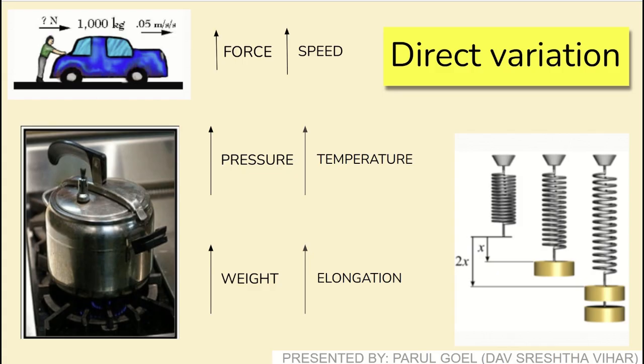Now, look at these images. With the increasing force, we can move an object at a higher speed. Now, more the temperature, higher will be the pressure in the pressure cooker. More the weights attached to the spring balance, more will be the elongation of the spring. So, with the increase in one quantity, the other quantity is also increasing.